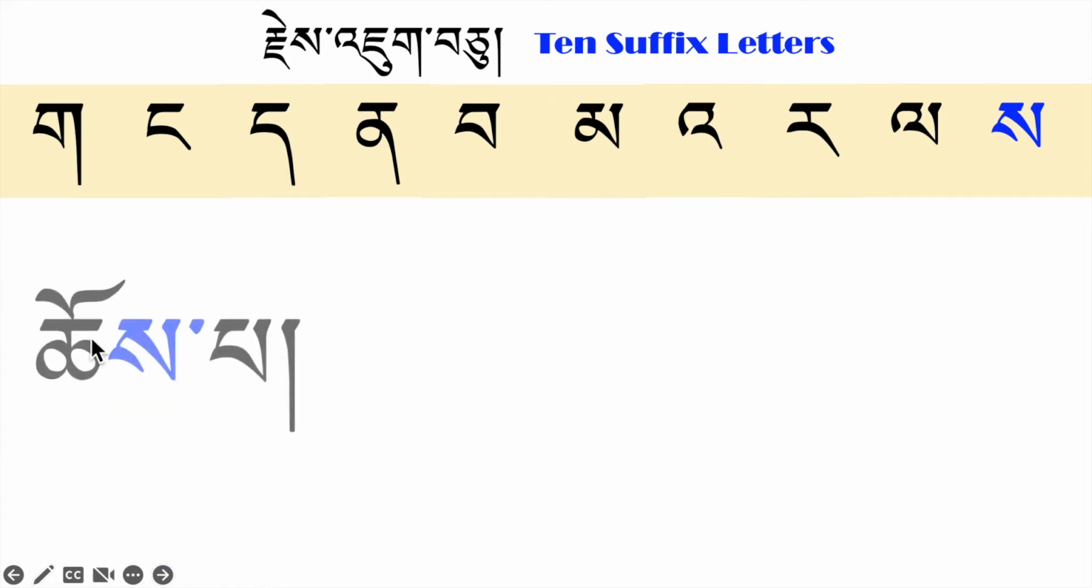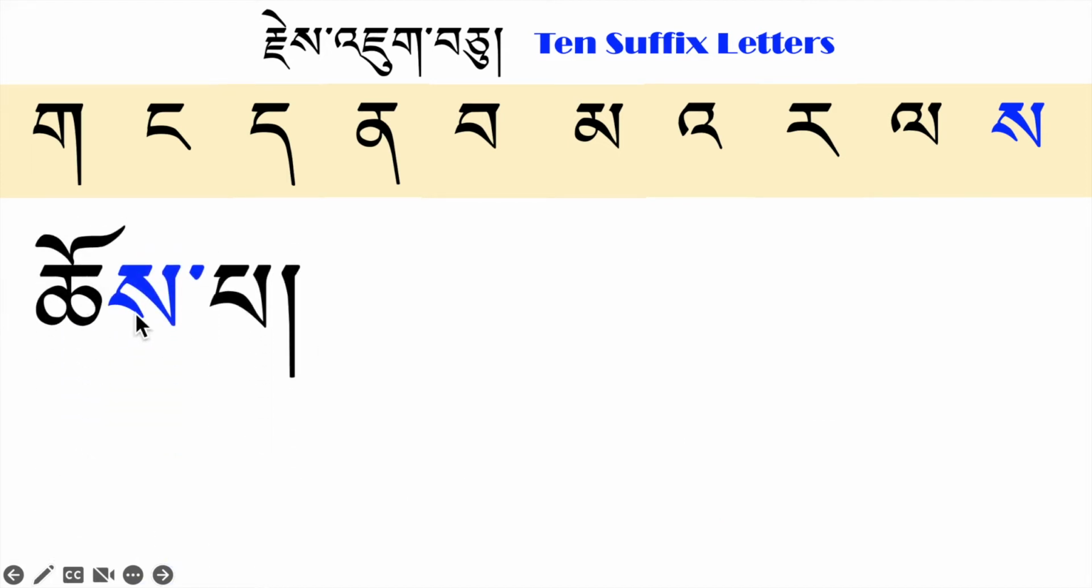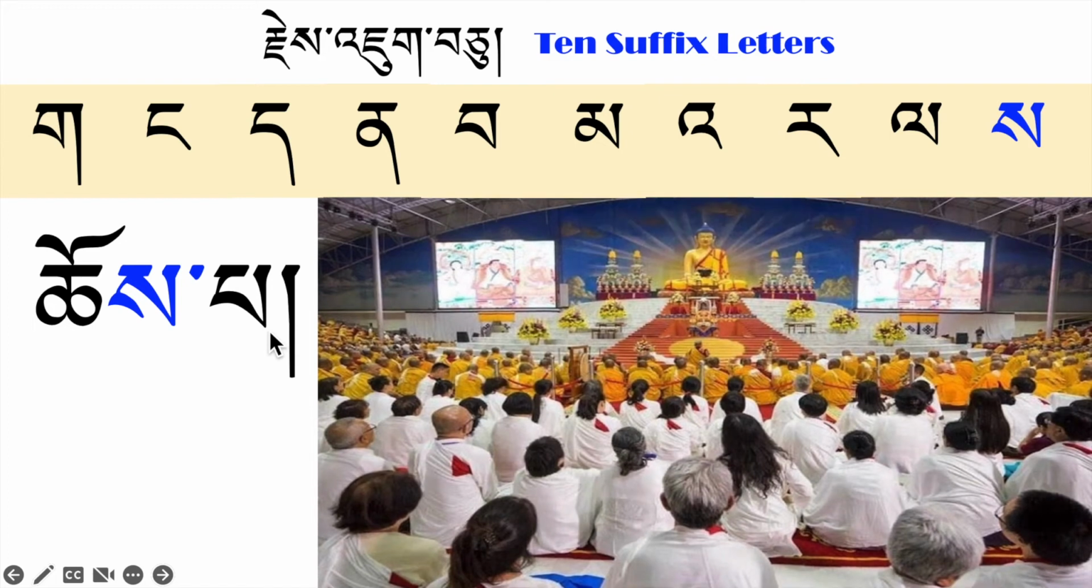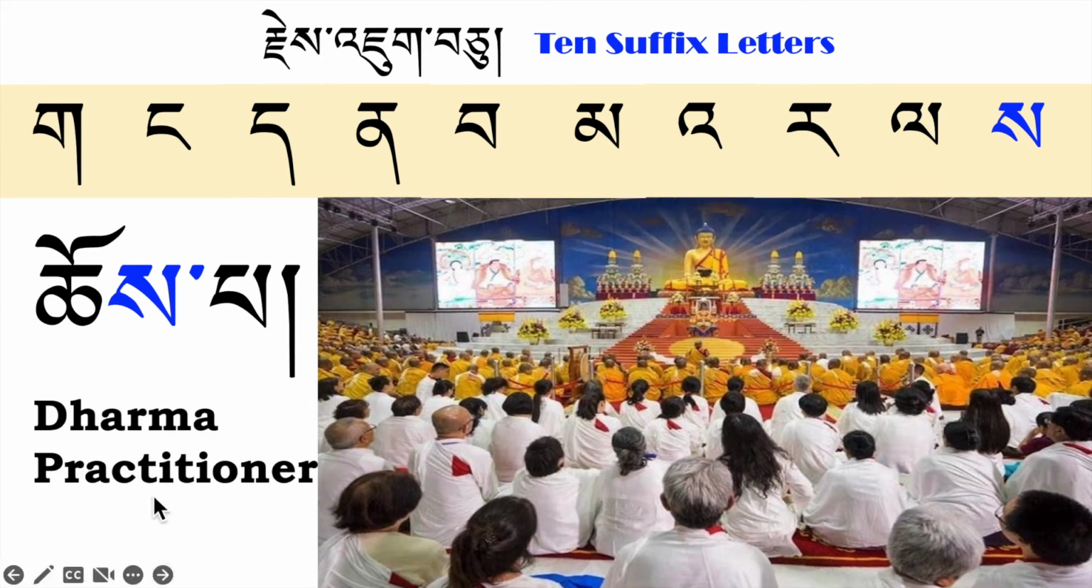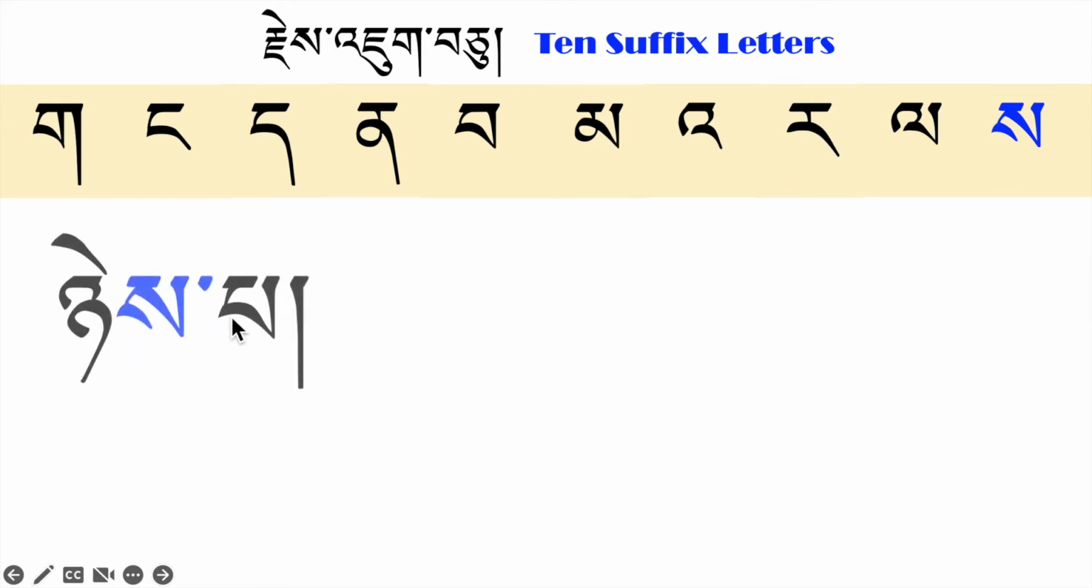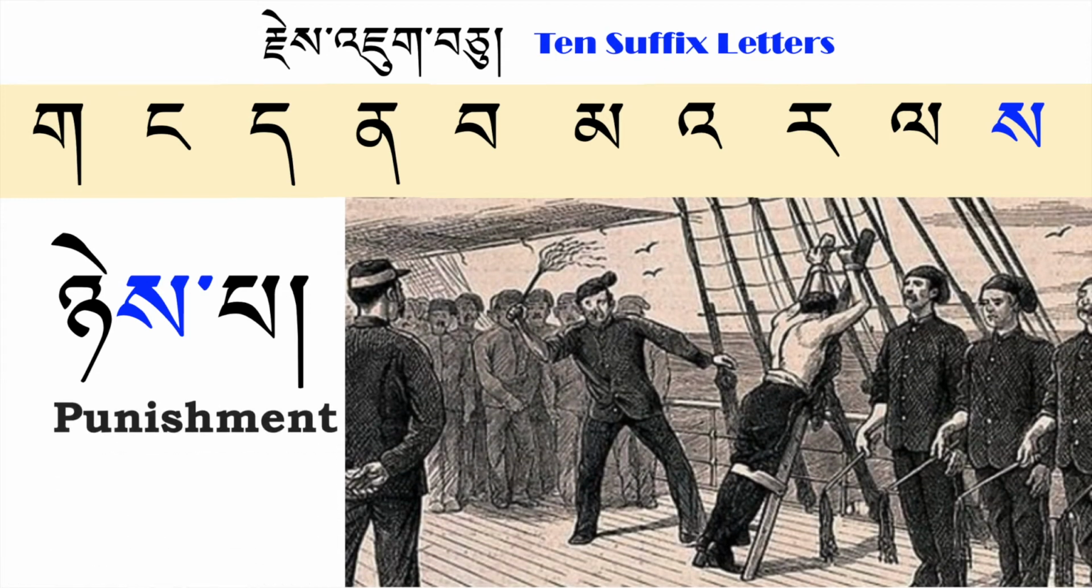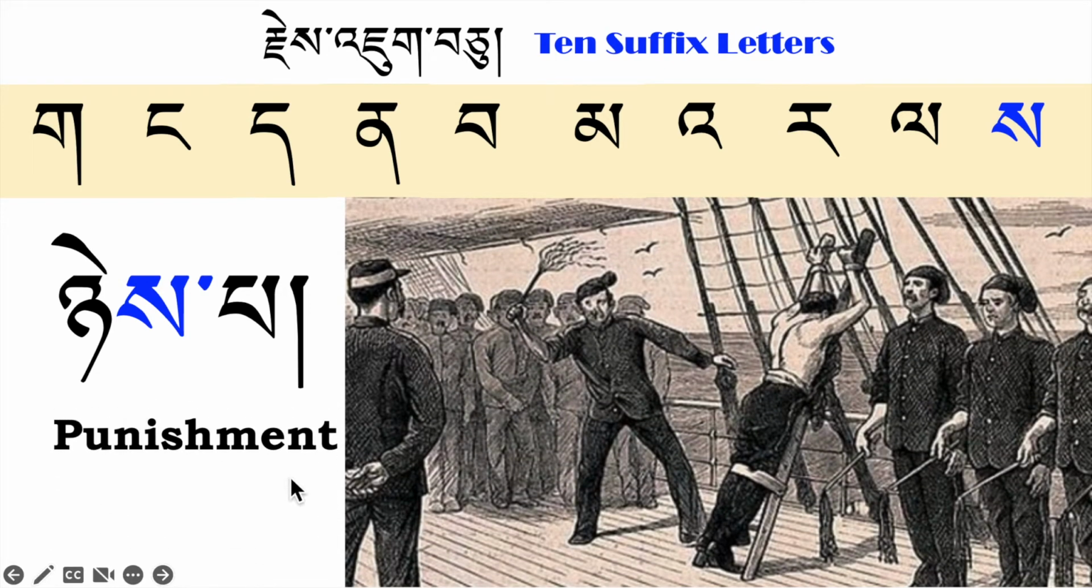Okay. Next, cha naru cho, sa, che ba. Che ba meaning is dharma practitioner. Next, nya ding bo nye, sa, nye pa. Nye pa meaning is punishment.